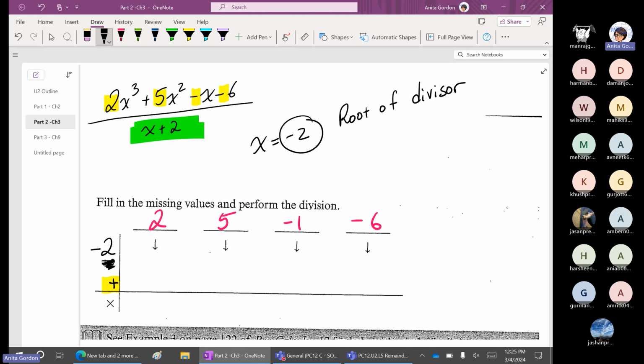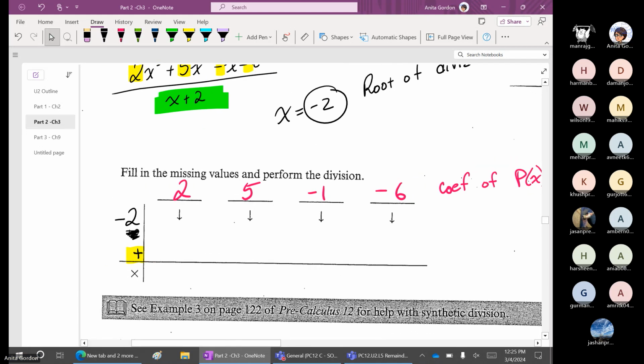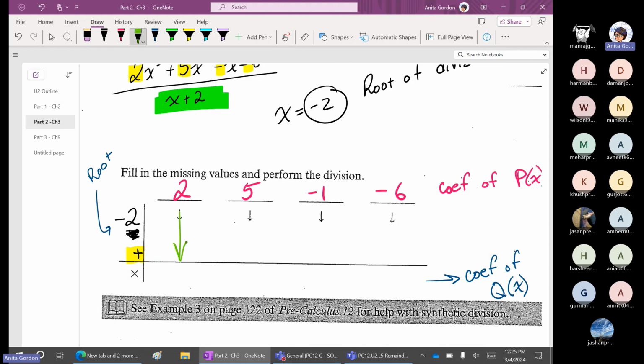So this is how it works. Coefficients of p of x go here. The root goes here. And it will spit out the coefficients of q. The method is this. Drop the first number. Take the number and multiply it by the root.